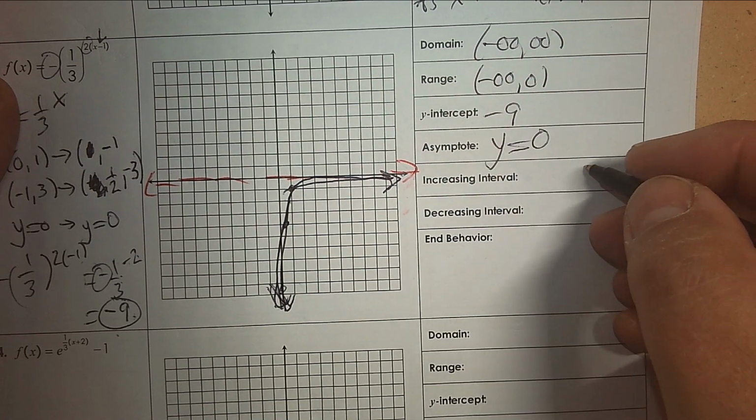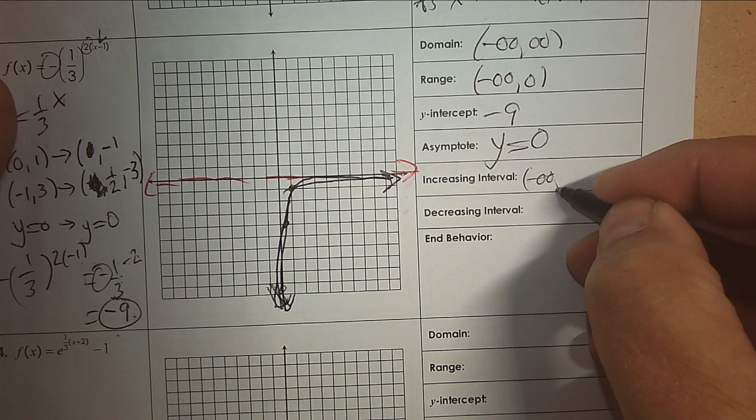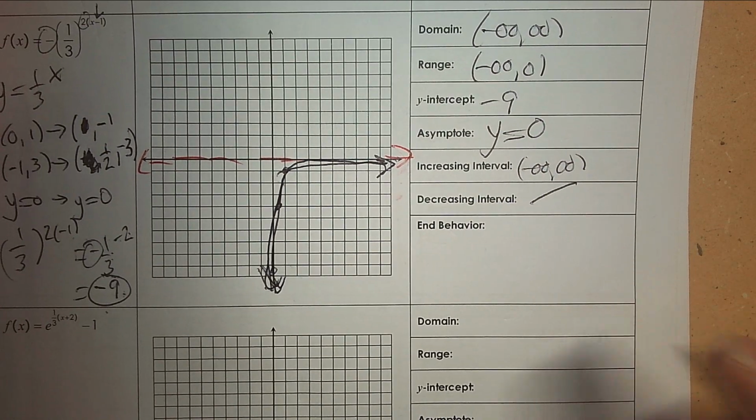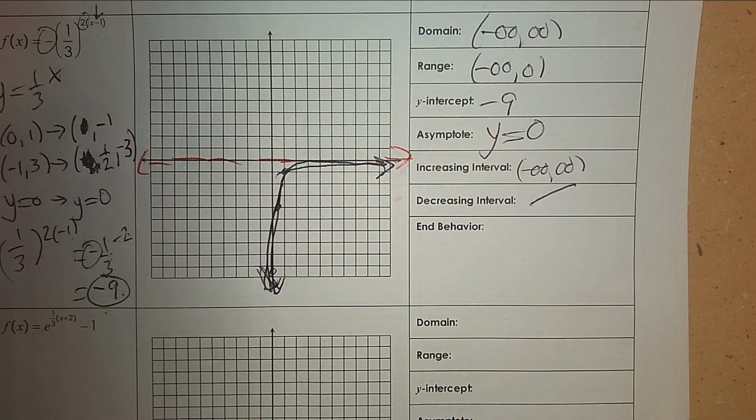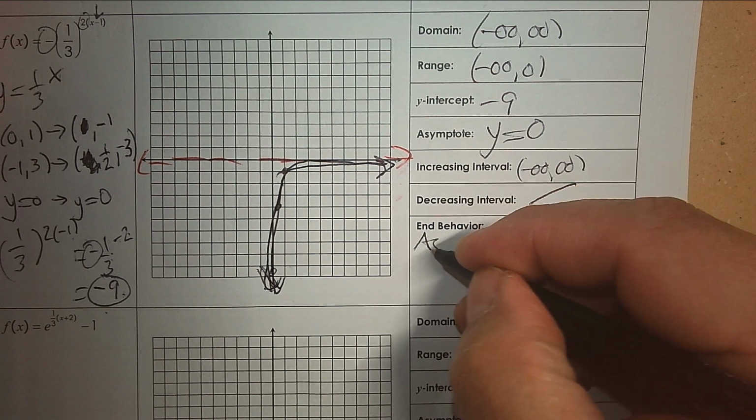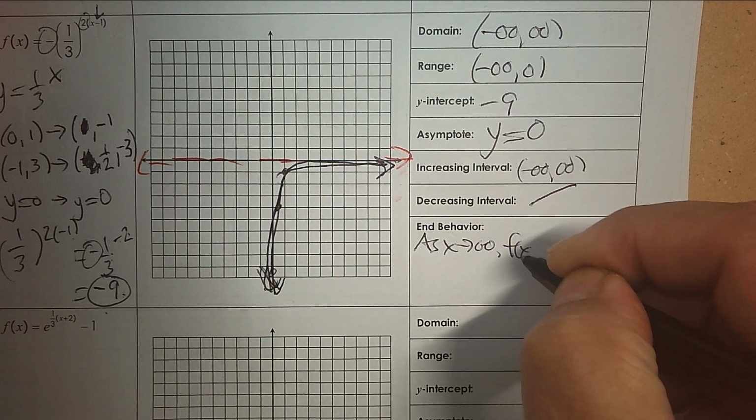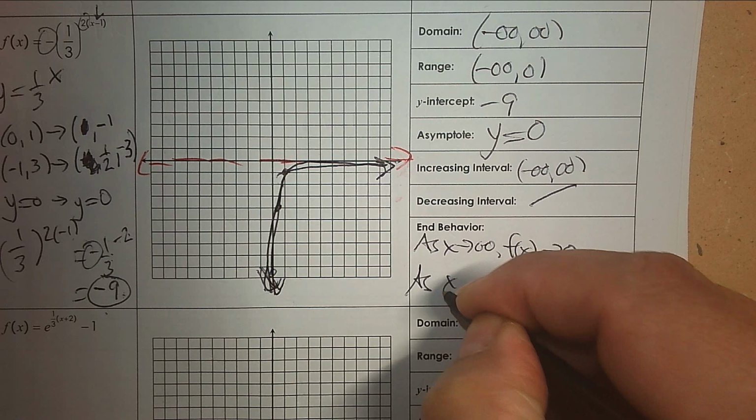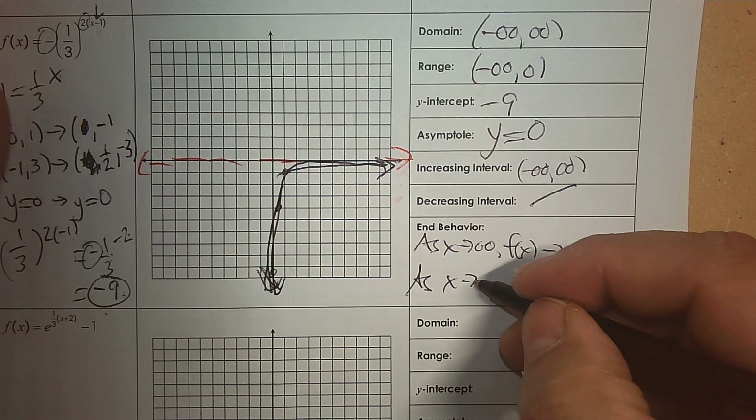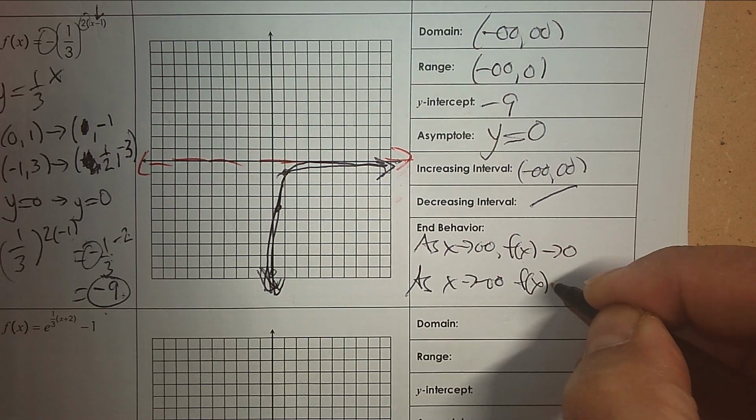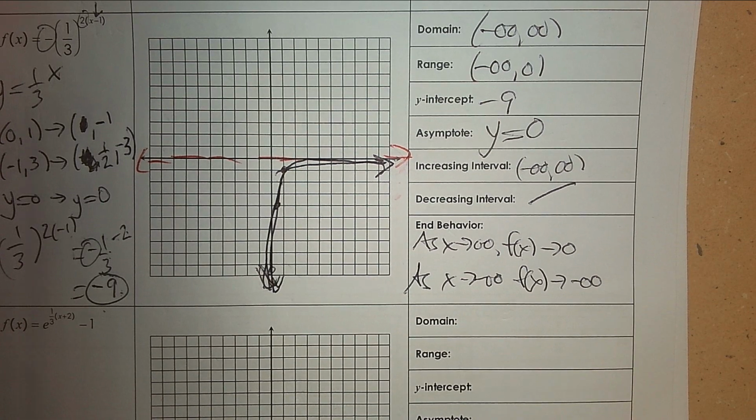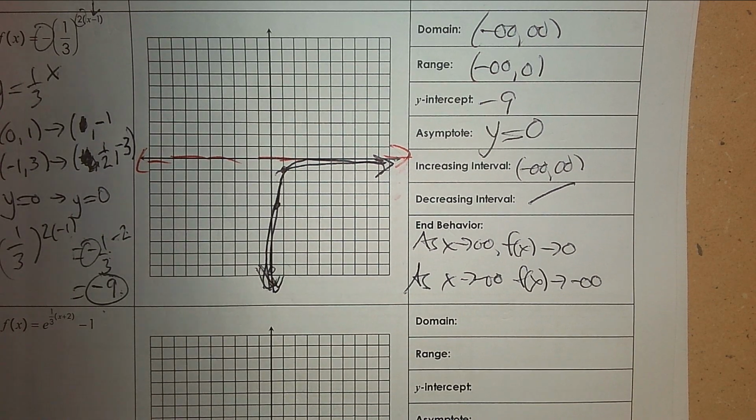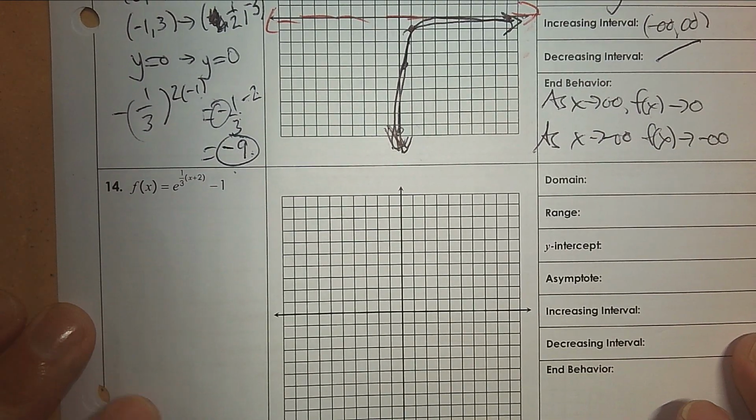Is this increasing or decreasing? From left to right it is increasing. And then the end behavior. As x approaches infinity, the function approaches 0. As x approaches -infinity, it goes down forever. It goes to -infinity. All right, one more together. And then you have, I need to practice it with me. You can do that, okay? Number 14. This looks fun.